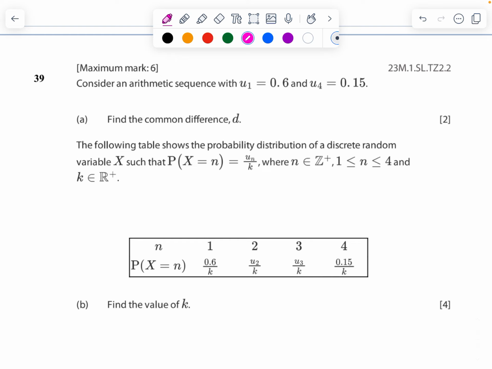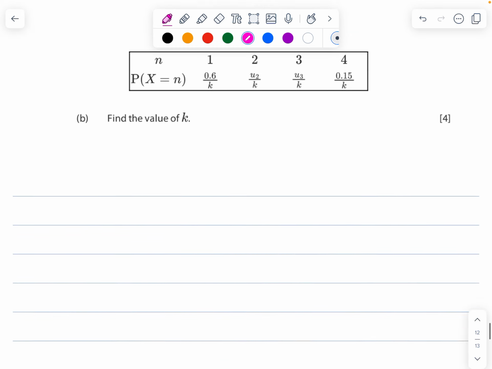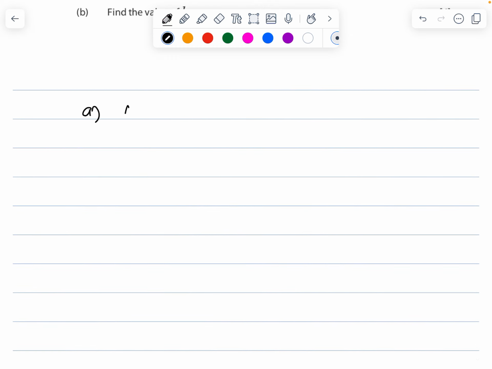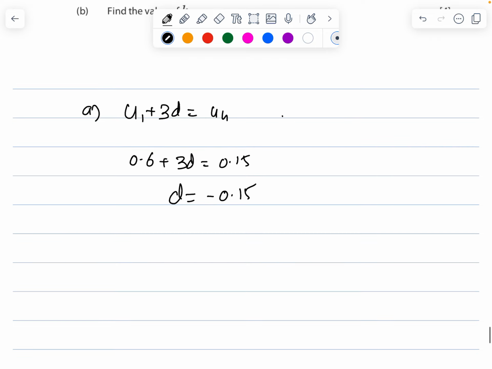Question number 39. Consider an arithmetic sequence, U1 equal to 0.6, U4 equal to 0.15. Find the common difference. So U1 plus 3D equals U4. So 0.6 plus 3D equals 0.15. So D equals minus 0.15. So this is an M1 and an A1 over there.